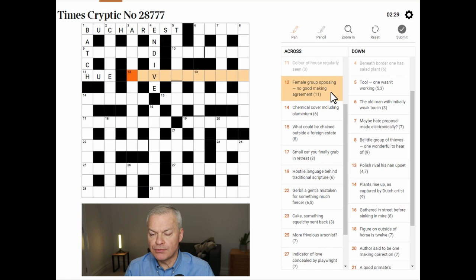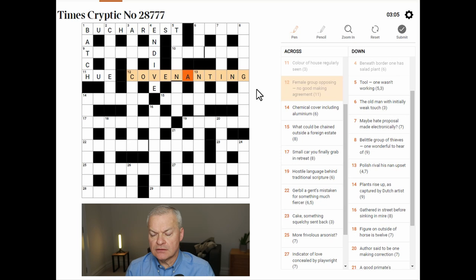Female group opposing, no good, making agreement. No good is usually NG, the abbreviation. Group opposing could be the anti-group. Or opposing could just be anti. And the whole thing means making agreement. Well, could this be covenanting?